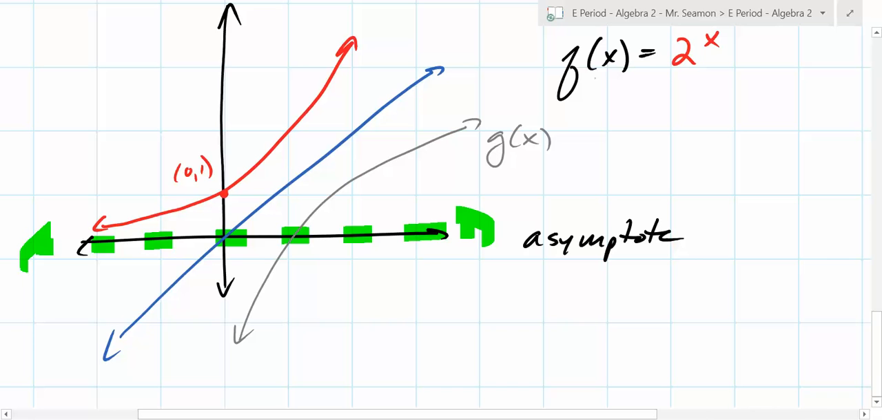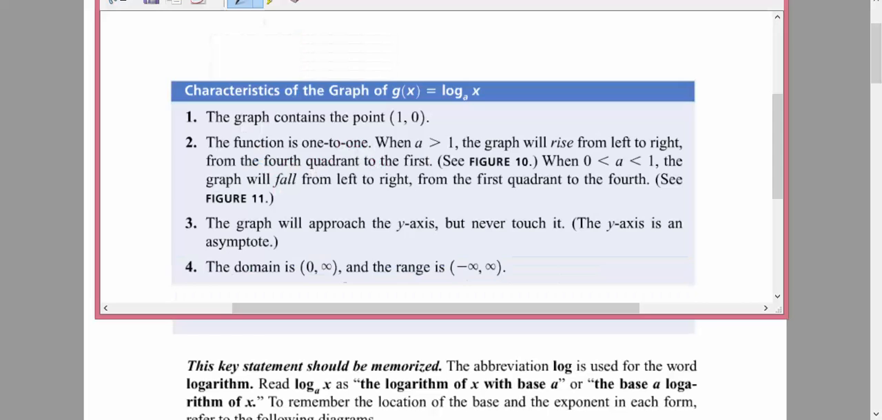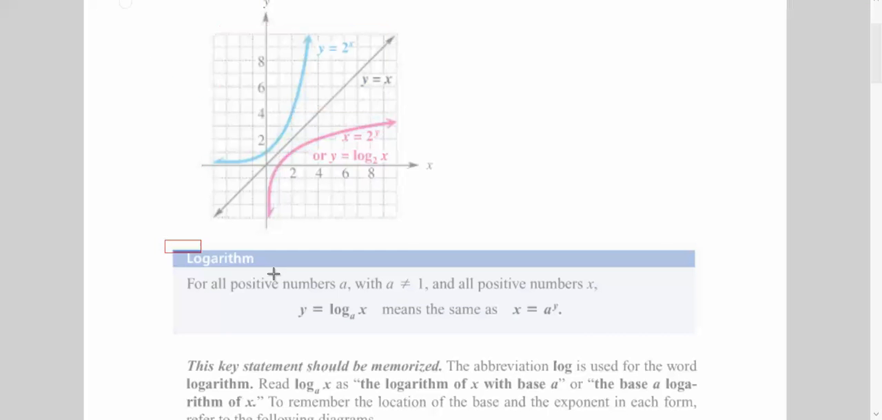So this is an exponential function. We're going to talk about the type of function g of x is. That type of function is going to be called a logarithm. The first thing you need to know about logarithms is the definition. Not that you understand it, but you have to memorize one line. You have to memorize one really important line. If you don't memorize this, you will not do well on anything we do with logarithms.